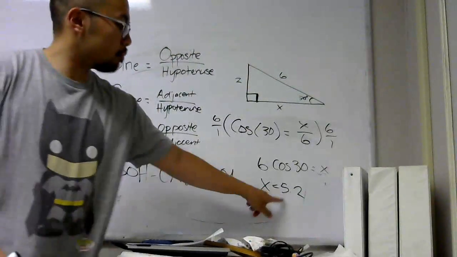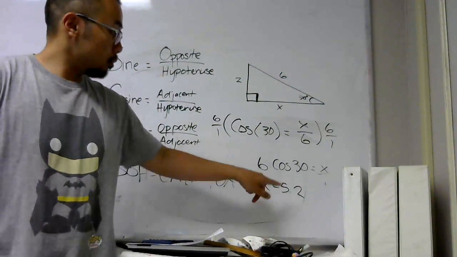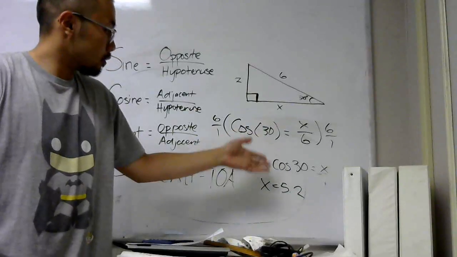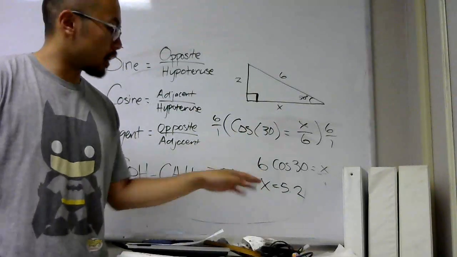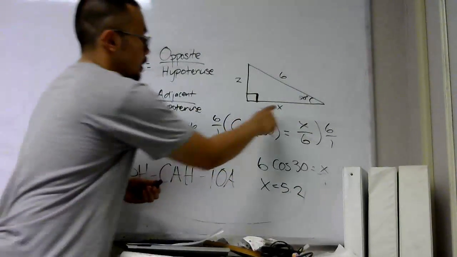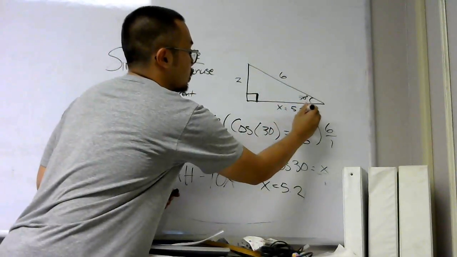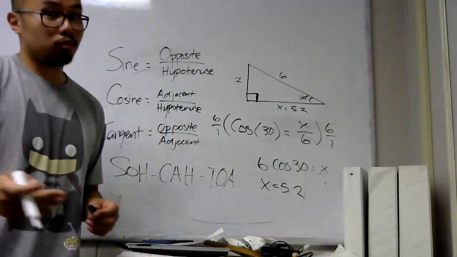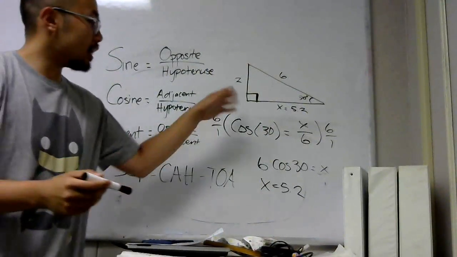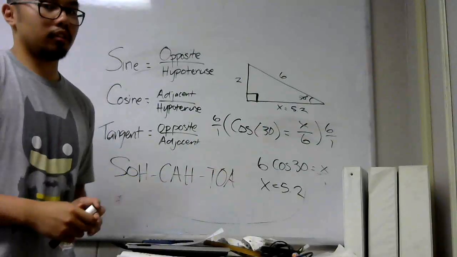X is equal to 5.2. And now we know, using cosine, we could have done tangent and got the exact same number, that this missing side right here is equal to 5.2. Cool, right? You can do this with any side as long as you have enough information.